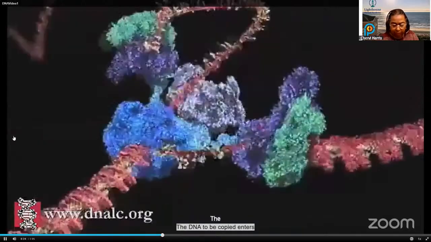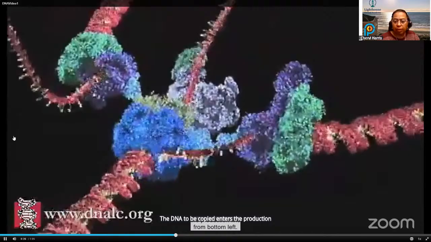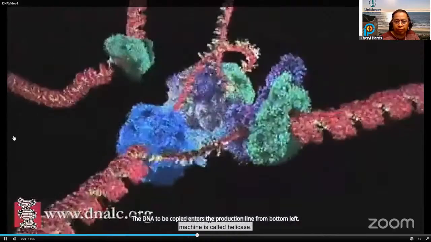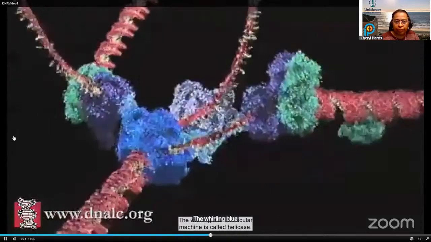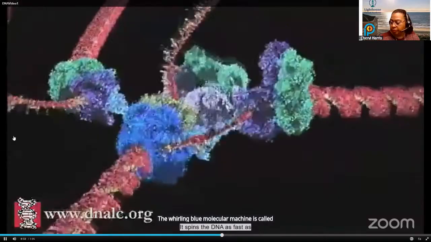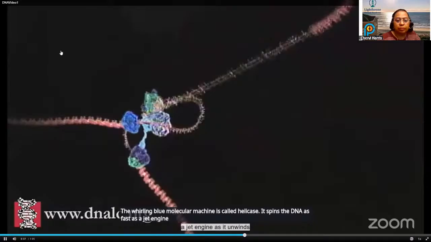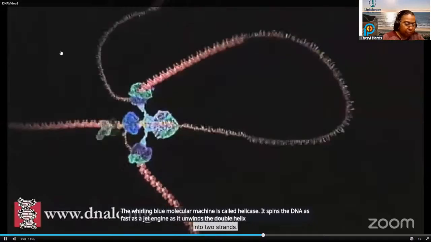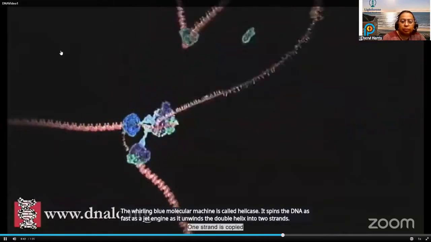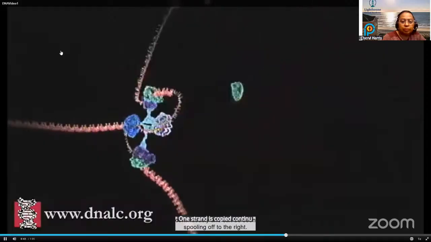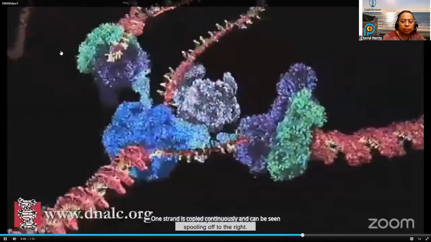The DNA to be copied enters the production line from bottom left. The whirling blue molecular machine is called helicase. It spins the DNA as fast as a jet engine as it unwinds the double helix into 2 strands. One strand is copied continuously and can be seen spooling off to the right.